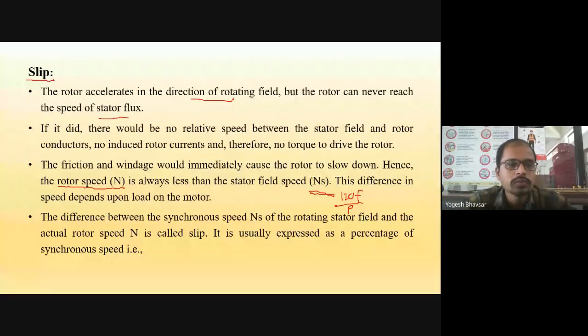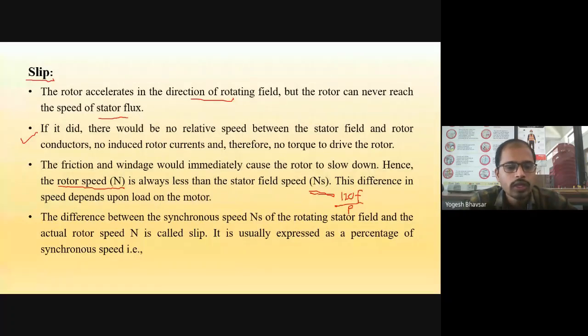As the rotor speed slows down, there will again be induced EMF in the rotor conductor due to relative motion, and hence again there will be a torque and acceleration of the rotor. So this process continues, but we conclude that the rotor can never achieve the speed of stator flux, right? So this is what is written in these points.